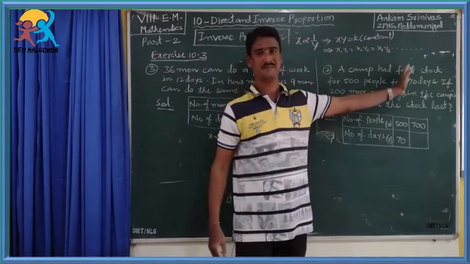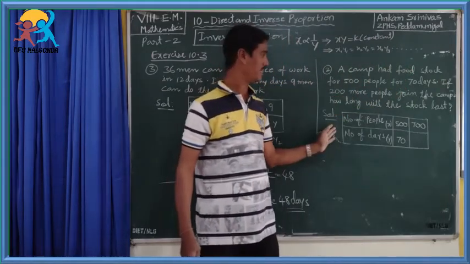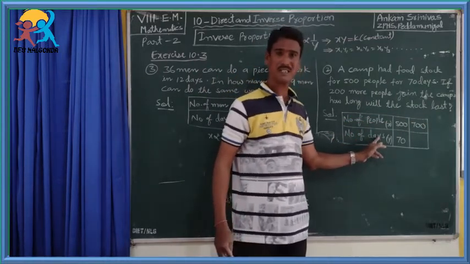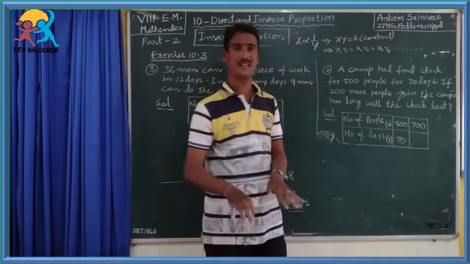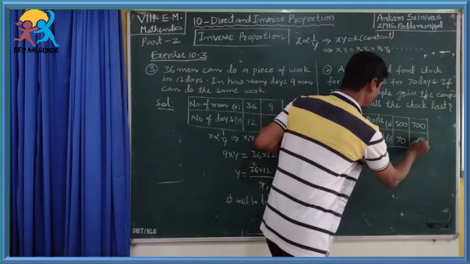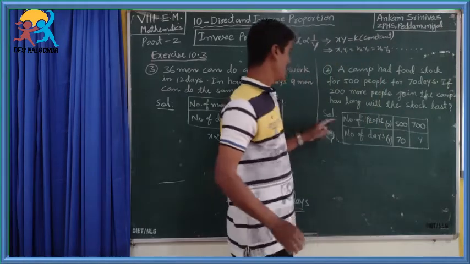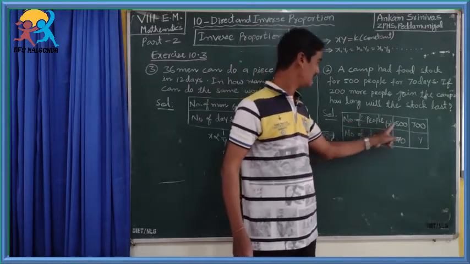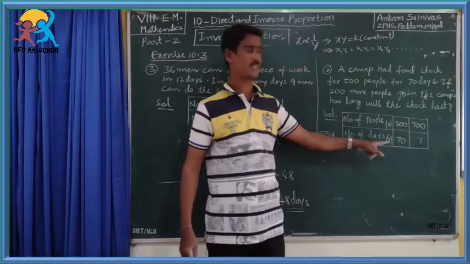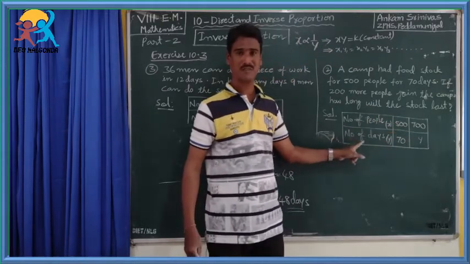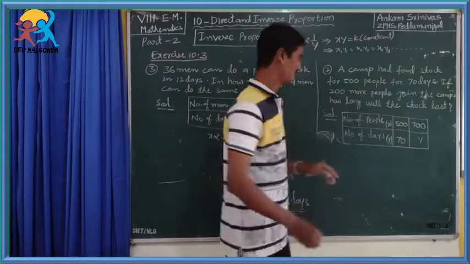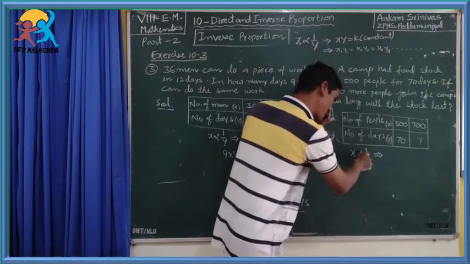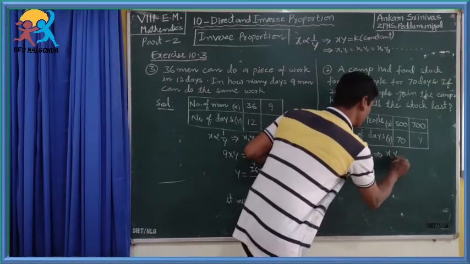Food stock is the same. Here more people, then what happens? The number of days will decrease. Fewer days will be available. So let us suppose this number of days is y. Then number of people and number of days are inversely proportional, because fewer people, more days; more people, fewer days, for the given stock. So the given quantities are inversely proportional, and we know that if two quantities are inversely proportional, products are equal.